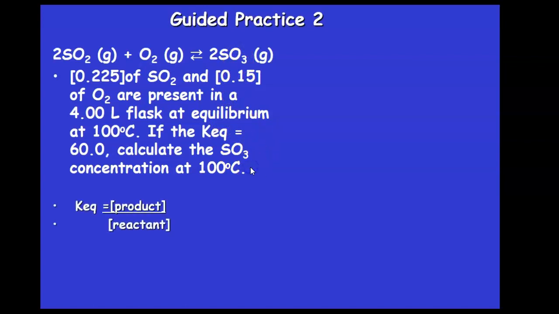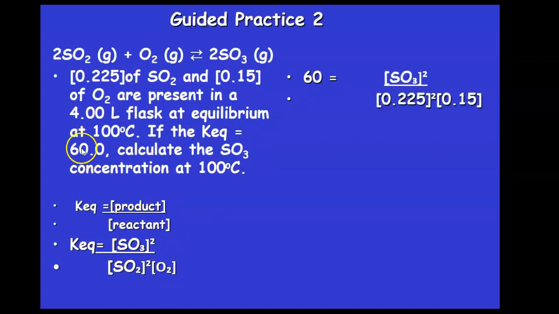So remember, the first thing to do is to write the expression. Keq is the products over the reactants, which is SO3 squared, because this 2 is the coefficient, so it becomes the exponent. Divide by SO2, the 2 is the coefficient, so it becomes the exponent. And oxygen is just 1. So plug in the values. When you plug in the values, 60 is your Keq, equals SO3 squared. Remember, this is SO3 squared from here. SO2 is 0.225, also squared from this expression, and O2 is 0.15.